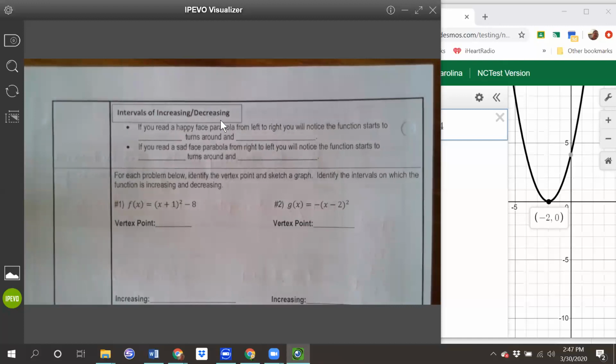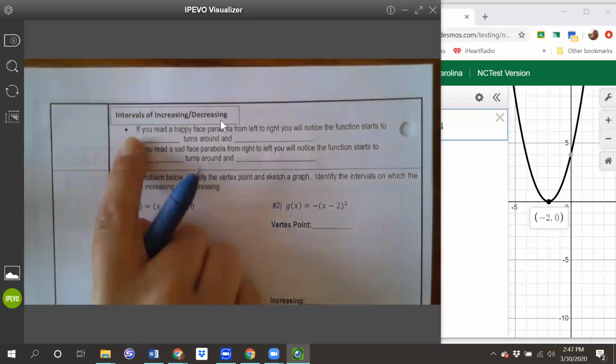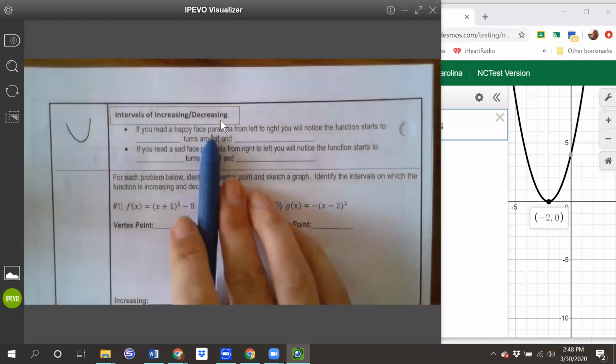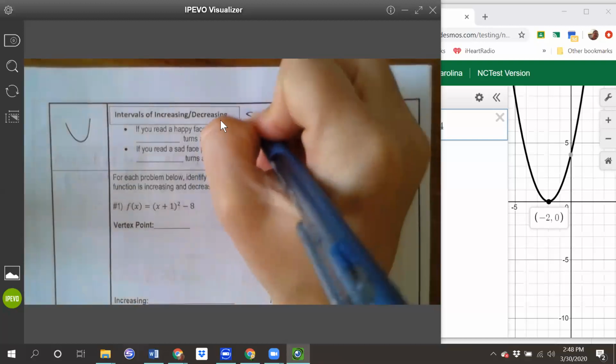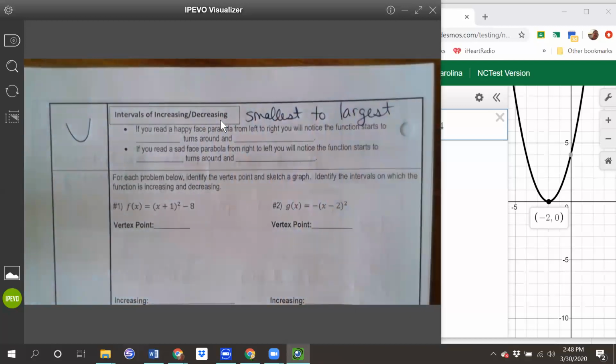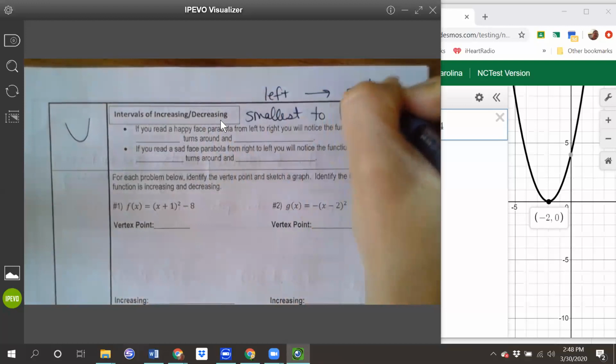Okay, so the last thing that we need to talk about are intervals of increasing and decreasing. So we did a little bit of this in Math 1 last year. So we're going to go over it again, this time with, instead of linear, which is what we were doing in Math 1, now we're going to do it with quadratics. So if you read a happy face, so a smile, from left to right, because we always go from smallest to largest, that means that we always start on the left and go to the right.